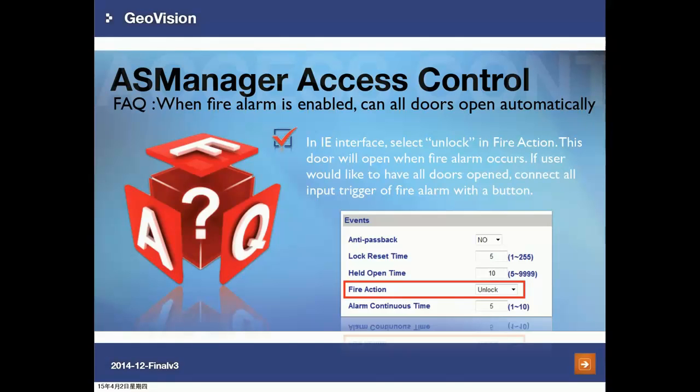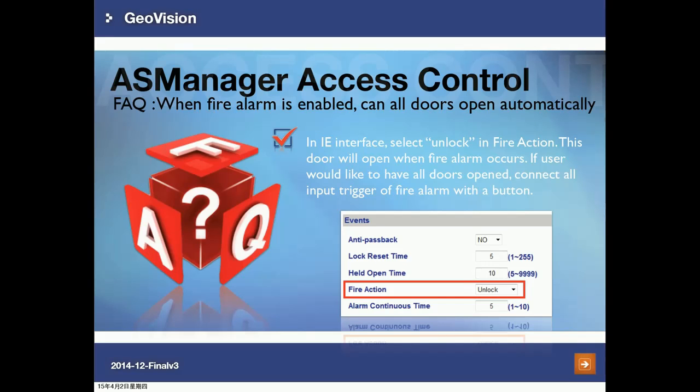For the end of this video tutorial, we have the FAQ section. So frequently asked questions would be, when fire alarm is enabled, can all the doors be opened automatically? The answer is yes. In the controller's web UI, you can go to a fire section under events and select unlocked. This way, the doors will all open when a fire alarm occurs.